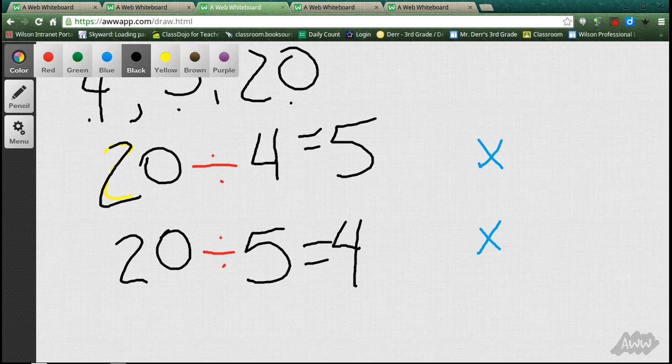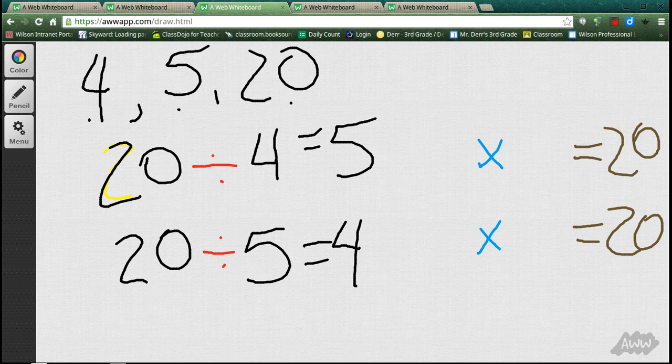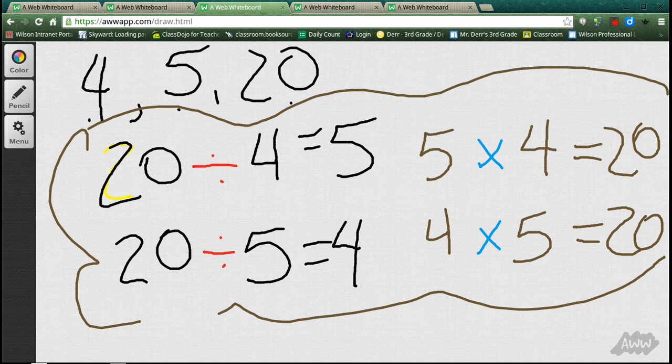Now, if we take a look over here, we've got our multiplication. And now we will get to our answers of 20. We want to equal our greater number. And we could just start with 5 and multiply by 4. And then turn the facts around and do 4 times 5 for equaling 20. And now you have one big happy fact family.